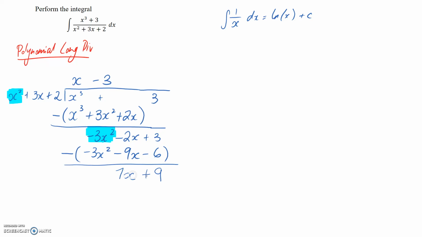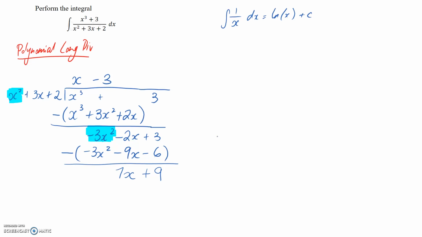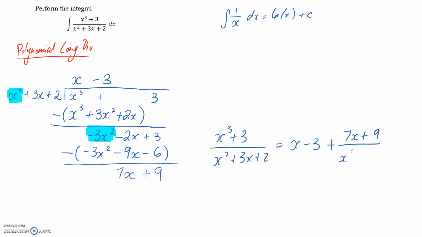Alright, so now the order of this is next to the 1, it's lower than what we are dividing by. So this is where we can stop. That means, if I write it over here, our expression of x cubed plus 3 over x squared plus 3x plus 2 is going to be equal to what we concluded up the top here: x minus 3, plus we have this as a remainder. So we can write the remainder as 7x plus 9 divided by what we wanted to divide by anyway, which was x squared plus 3x plus 2.